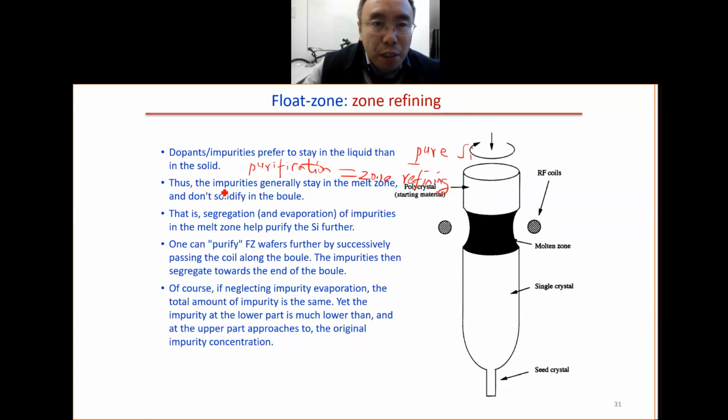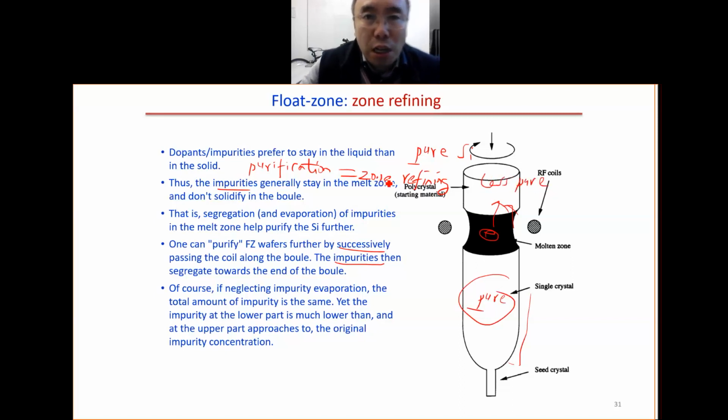This happens because the impurities prefer to stay in the melt zone. As a result, if we do this multiple times, with successive passes, we pass the melt zone one time, then come back again, then pass another time, many times. Then the impurities will all be collected into this melt zone, into the liquid. As a result, in the end, this part here will be very, very pure. Far away, this part here will be less pure. So this is called zone refining.